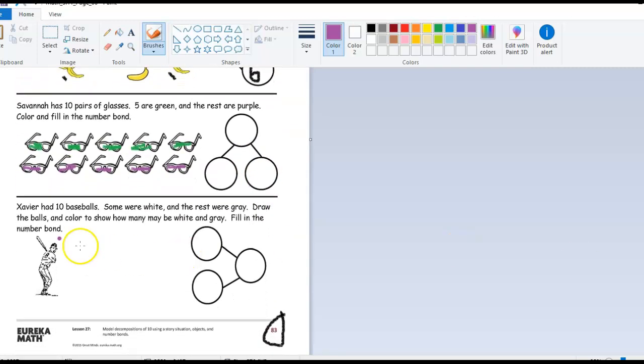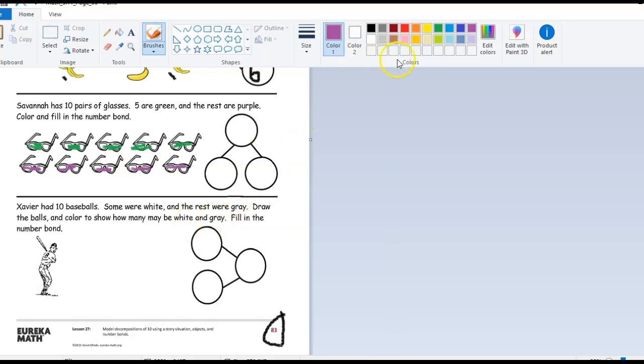Moving on to problem number 3. I'll read the story. Xavier had 10 baseballs. How many baseballs did Xavier have? Yes, he had 10 baseballs. Some were white and the rest were gray. Draw the balls in color to show how many may be white and gray. Fill in your number bond.